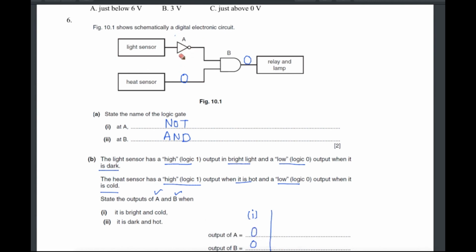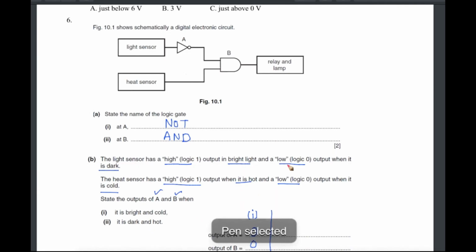Now it's a second case. The second case, dark means 0, and hot means is also 0, so this will give you 1. So here I have to write for II, output of A is 1, 0 will go here, and 1 multiplied by 0 would be 0, so output of B would be 0.